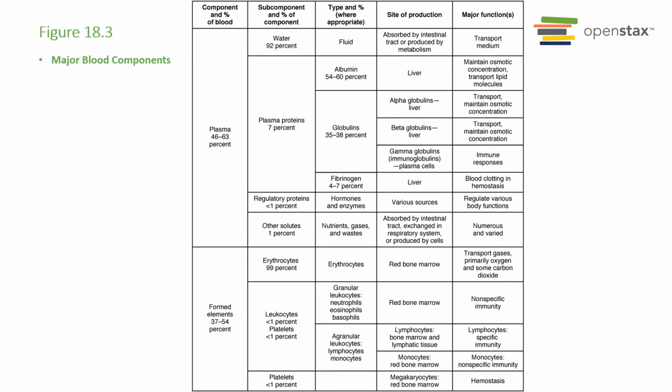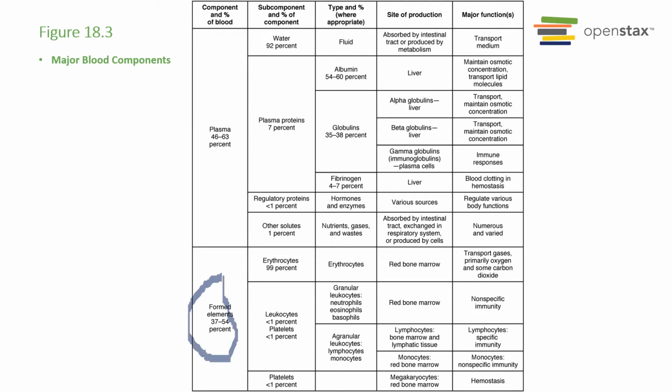So this is a summary of the components of the blood. So remember, we've got the plasma or fluid portion, and that has predominantly water, plasma proteins. We've got the hormones, waste products, and so forth, nutrients. And then we've got what we call the formed elements.